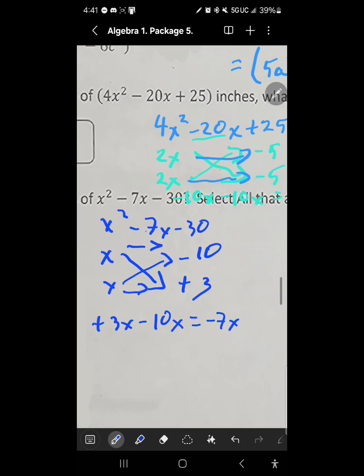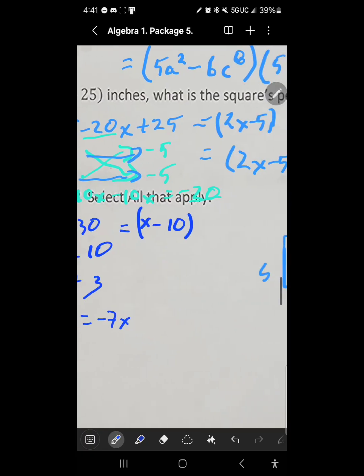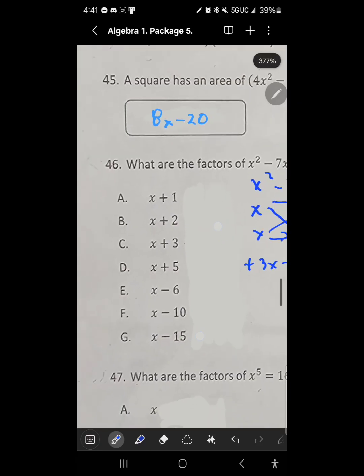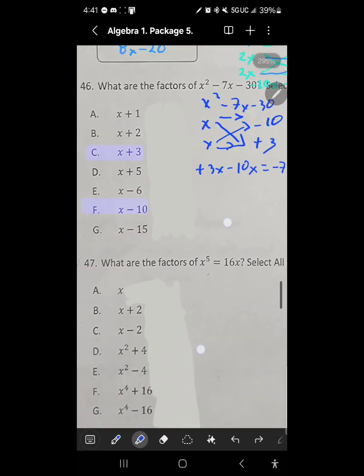And our answer is x minus 10 times x plus 3. So x minus 10 and x plus 3. And that should be the answer, yeah.